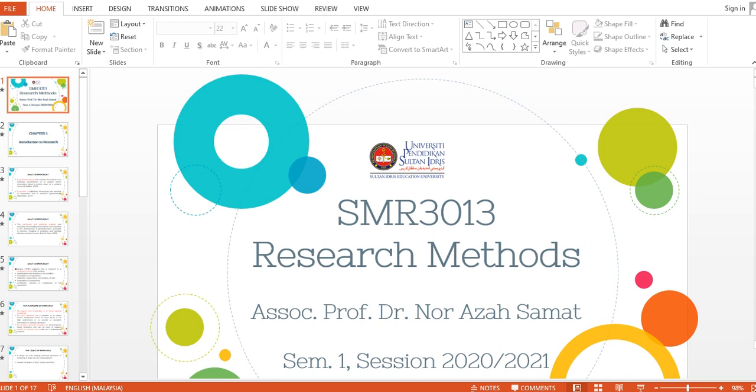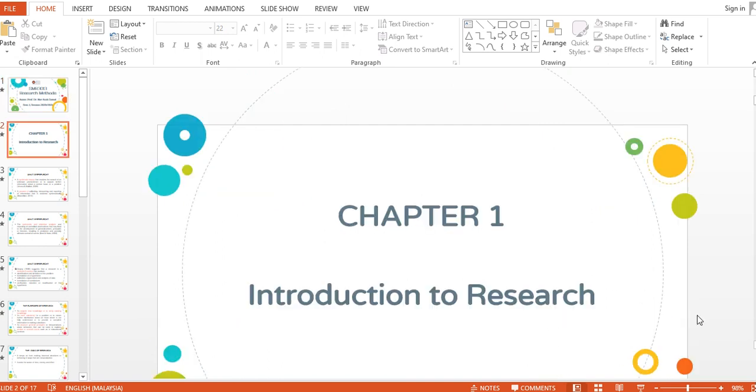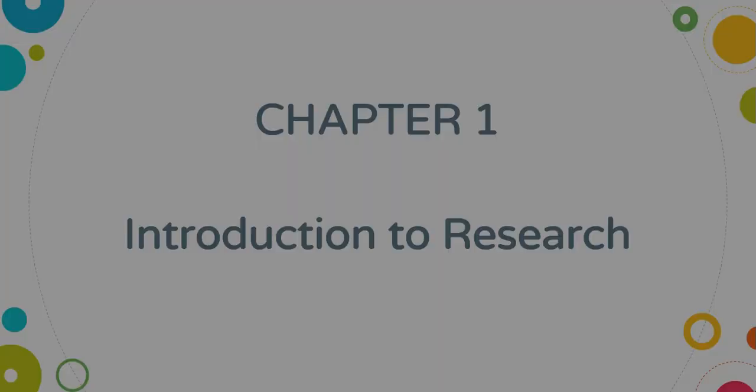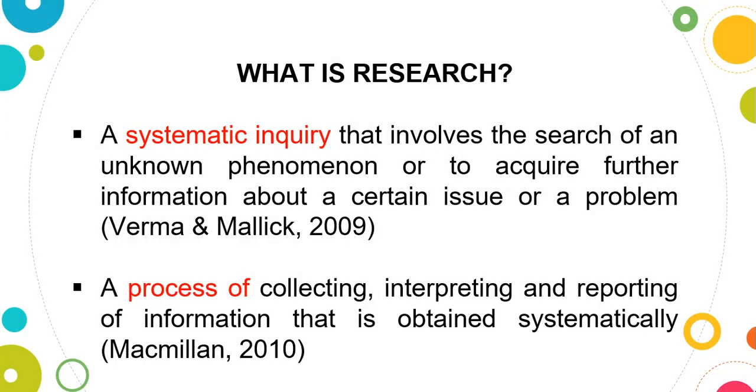So first part is about introduction to research. Let me show you the slide so that I can explain briefly for each one. So, introduction to research. By definition, what is research? Research is a systematic inquiry that involves search of an unknown phenomenon. There are so many definitions of research. This one is by Verma and Malik in 2009. The keyword here is systematic inquiry.